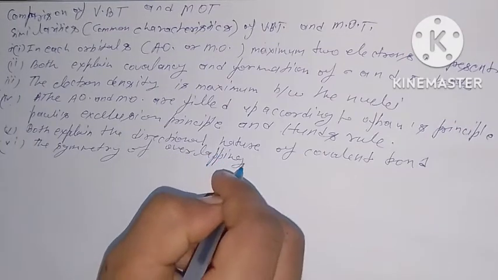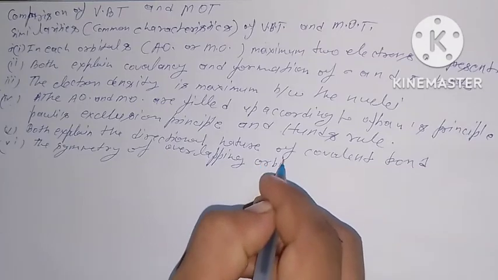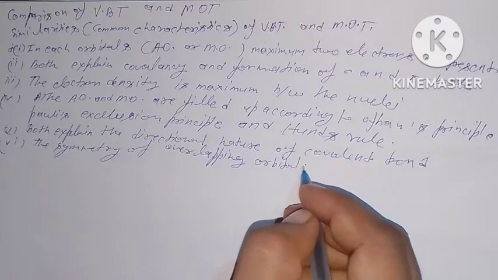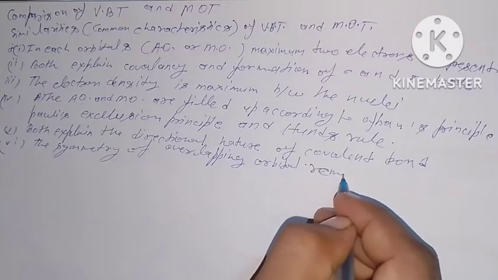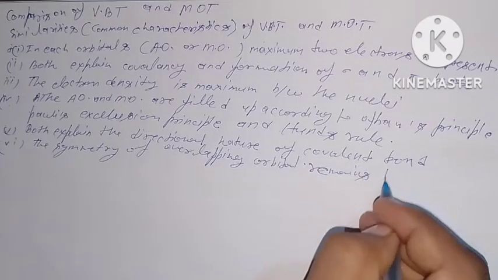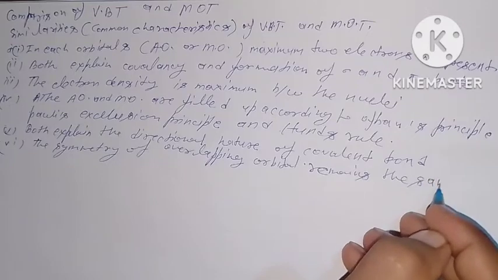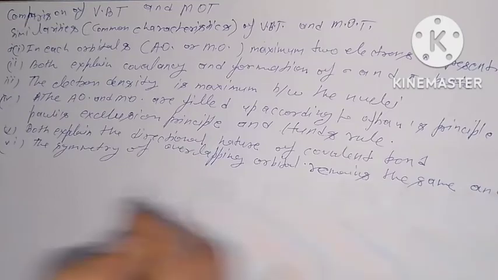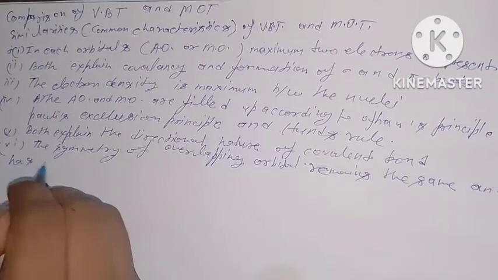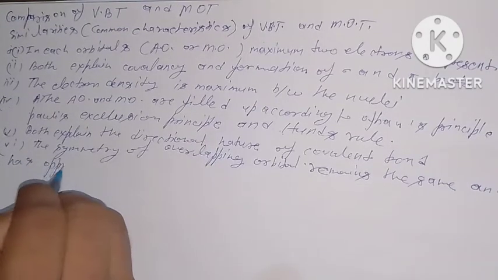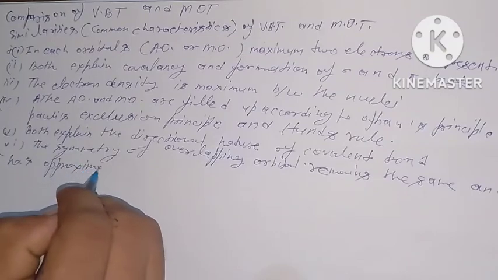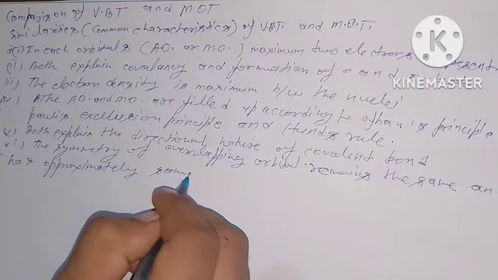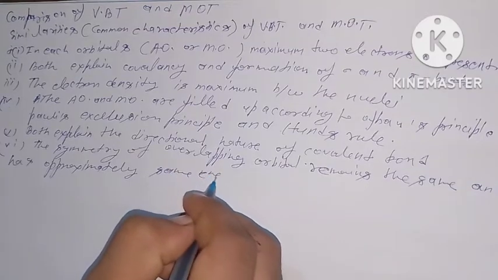Sixth point. The symmetry of overlapping orbitals remains the same and has approximately the same energy.